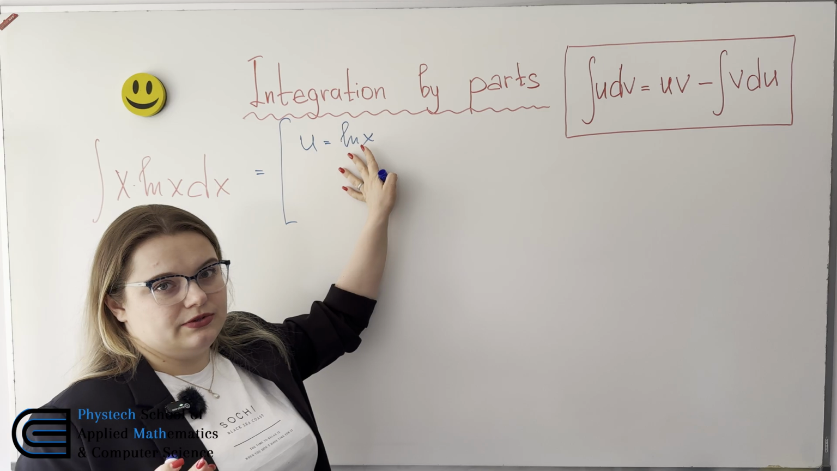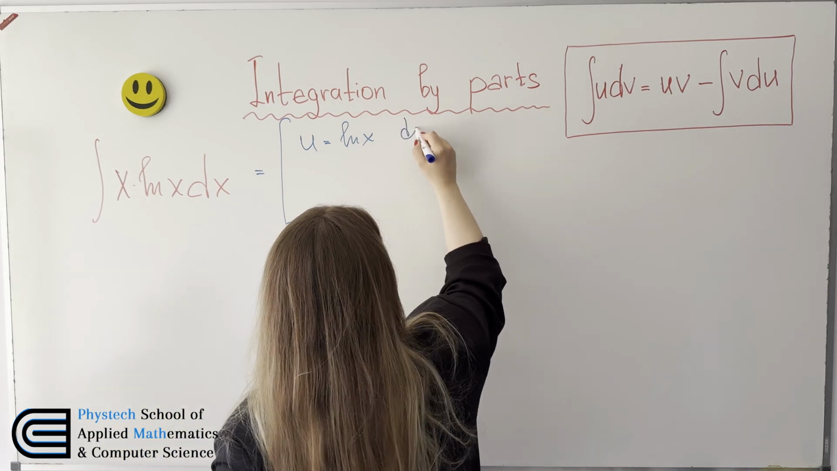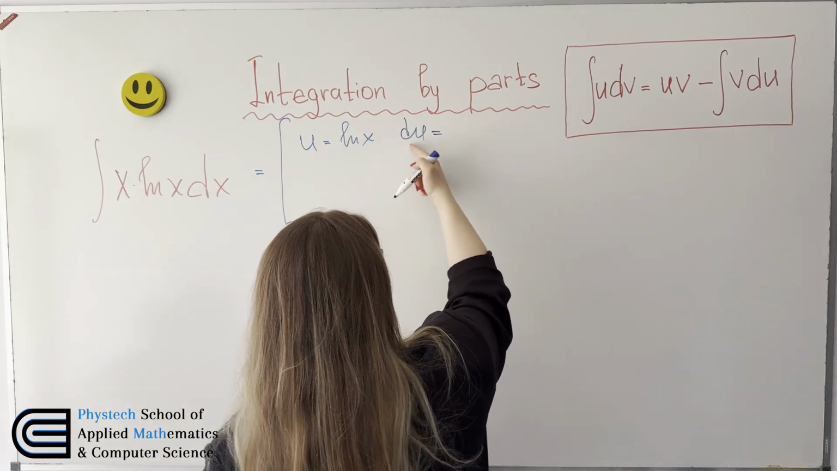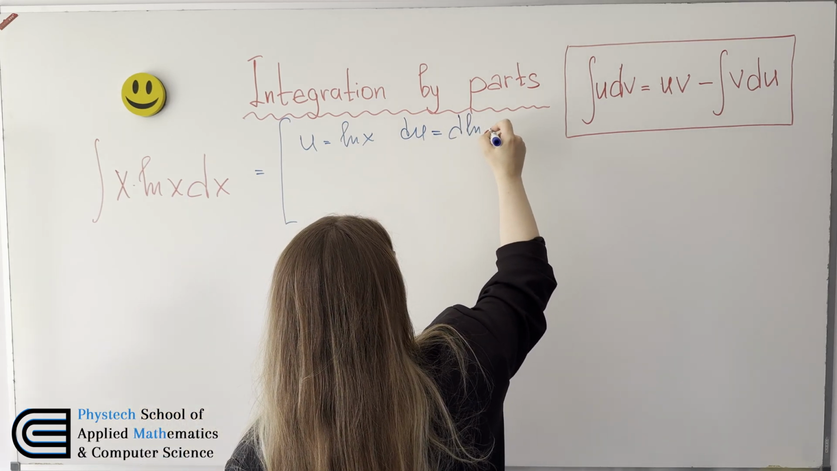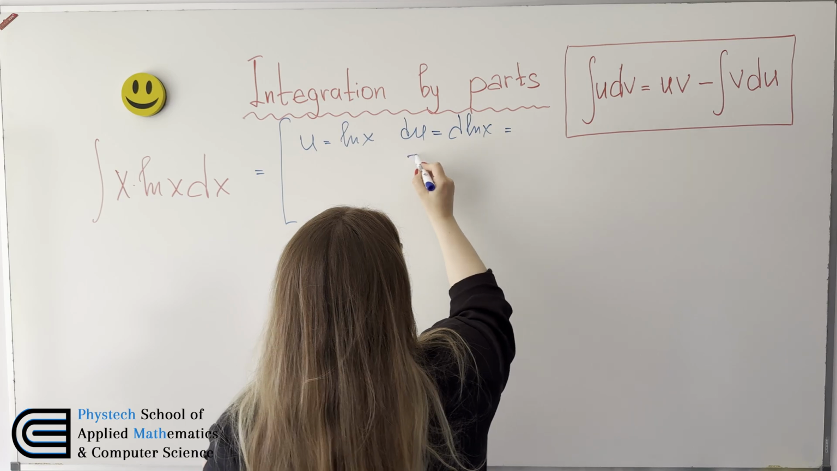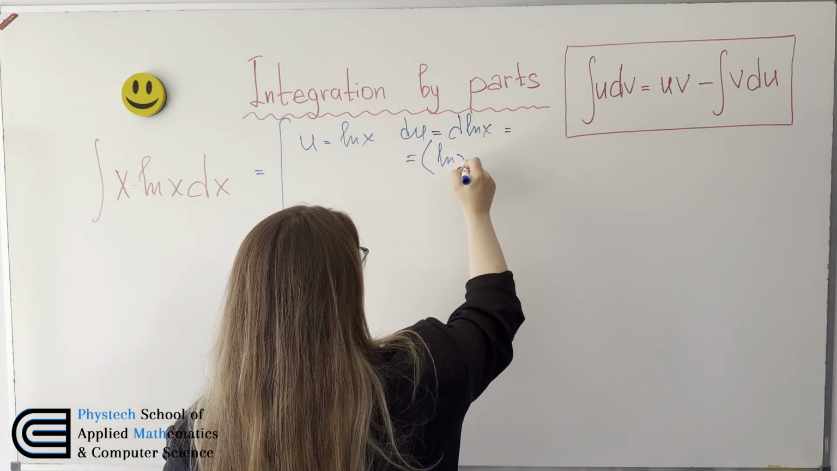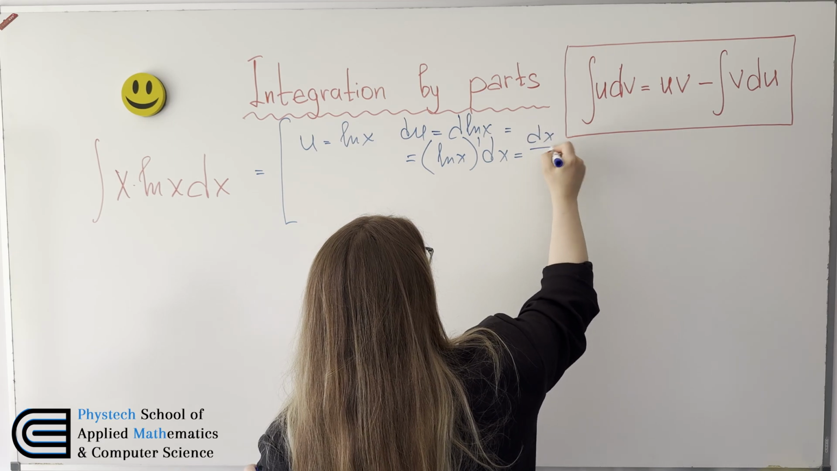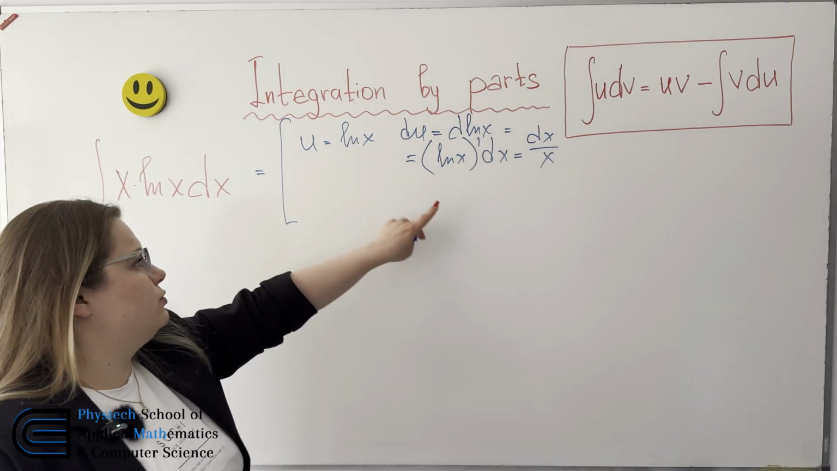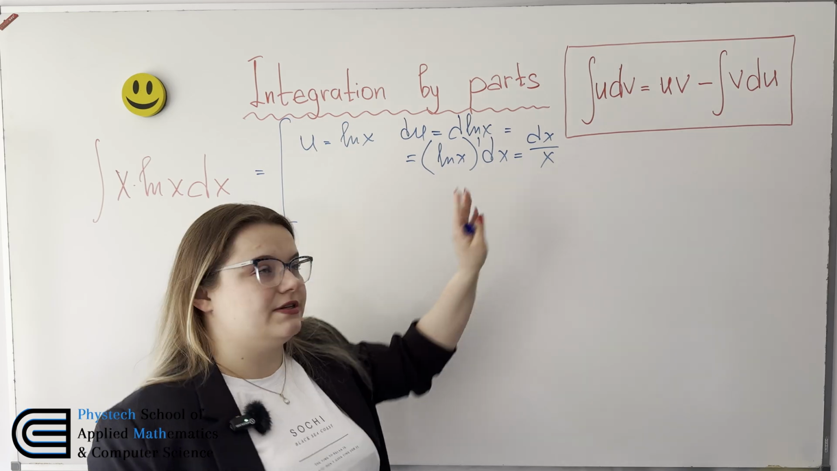Why did we choose this one? Because when we write du, it will be d of ln x, which is equal to the derivative of logarithm x dx, and it will be dx divided by x, so it will be simpler for us.